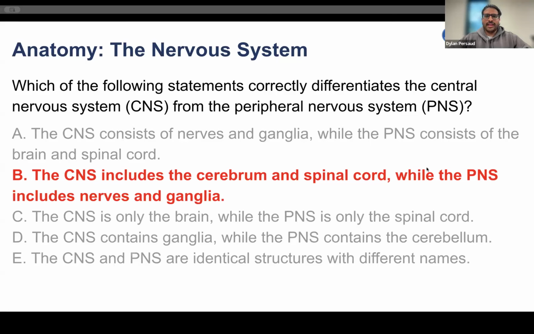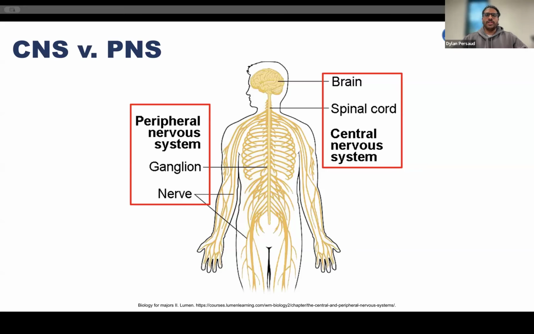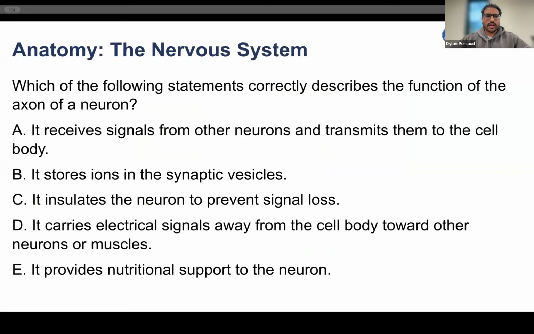So your peripheral nervous system is the component of your nervous system that's doing the heavy lifting in terms of actually picking up and grabbing things or sensing things. And you could think of your spinal cord as a relay station, and your brain is where all of that information is getting interpreted. And we'll go into this a little bit more, talking about each of these aspects and what they actually do. Okay, so the next question: which of the following statements correctly describes the function of the axon of a neuron?